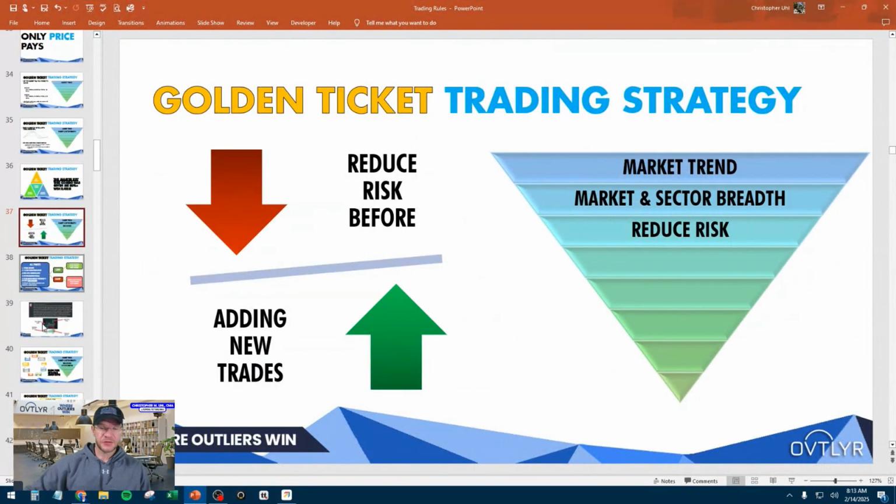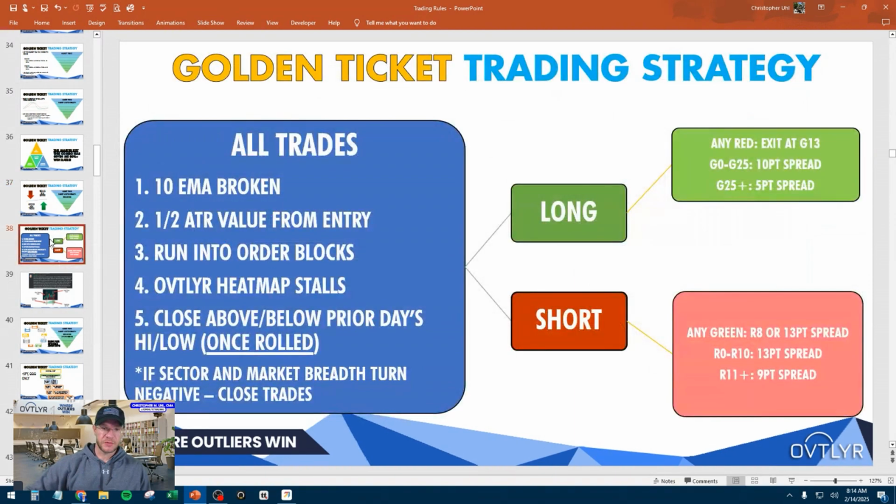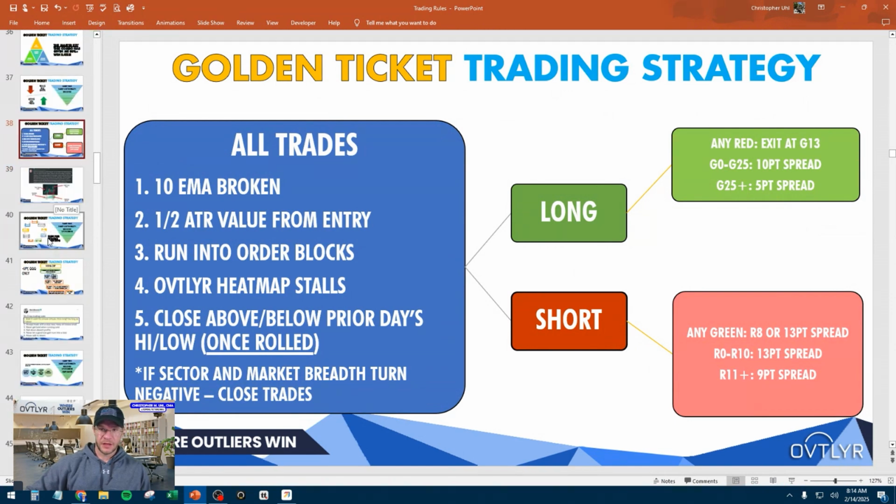If I had any trades on, I look to reduce risk before adding new trades, right? I look to take off trades, roll up trades, whatever the case is, before putting anything on. These are my exit criteria, which we'll talk about in a minute as if we were putting on the trade. So we'll come back to that.